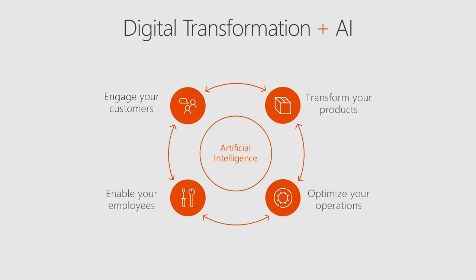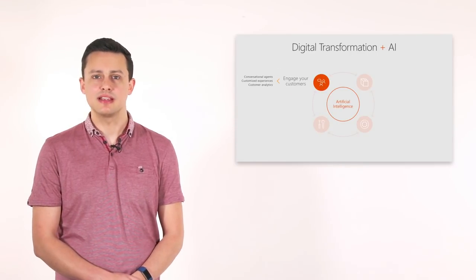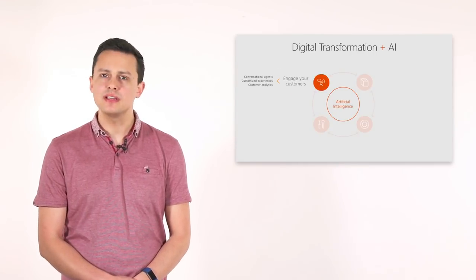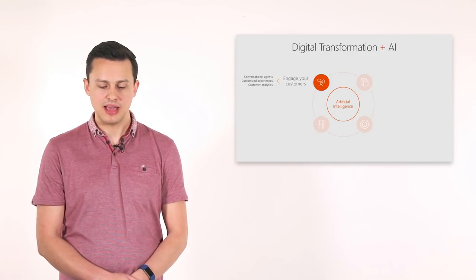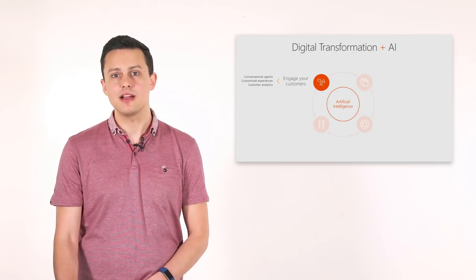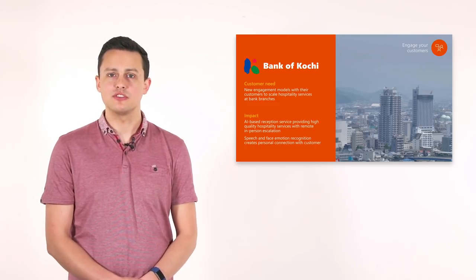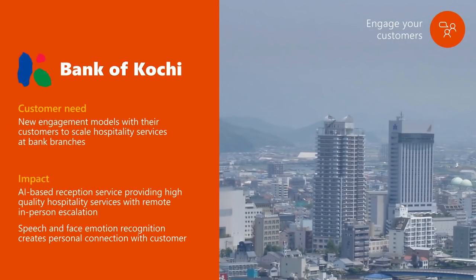And we're going to look at these examples through the lens of Microsoft's digital transformation effort, which has 4 pillars. The first one is how to better engage with your customers. Using AI can help us build conversational agents that enable more customized experiences and deliver us better analytics. A great example here is the Bank of Kochi in Japan.